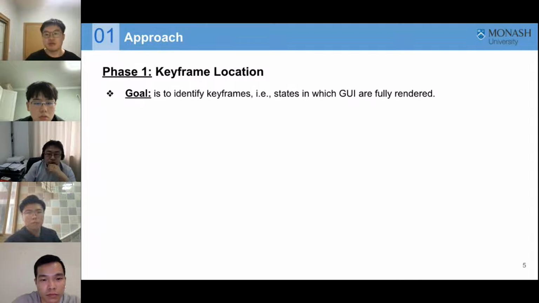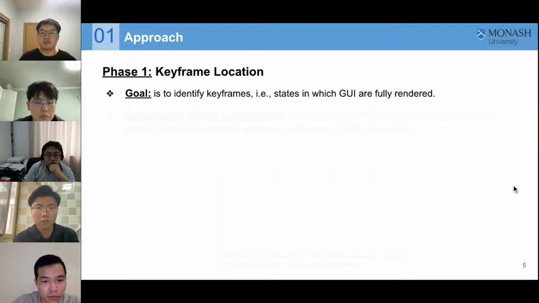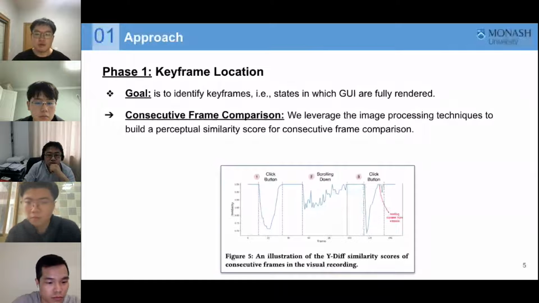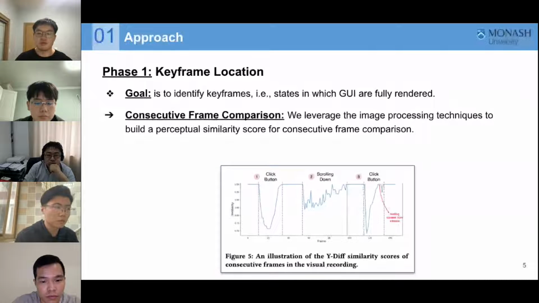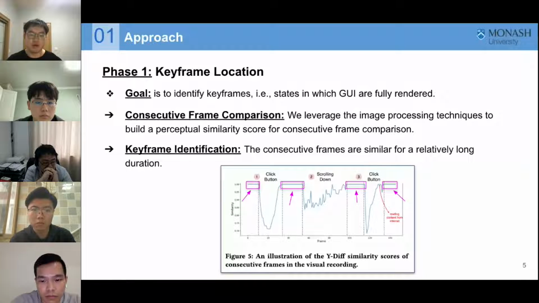For the first phase, the goal is to identify keyframes, the states in which the GUI is fully rendered. To achieve that, we leverage image processing techniques to build a similarity score for consecutive frame comparison. And by observing the frame sequence, we annotate the keyframes from the recording if the GUI is in a steady state. That is, the consecutive frames are similar for a relatively long duration.